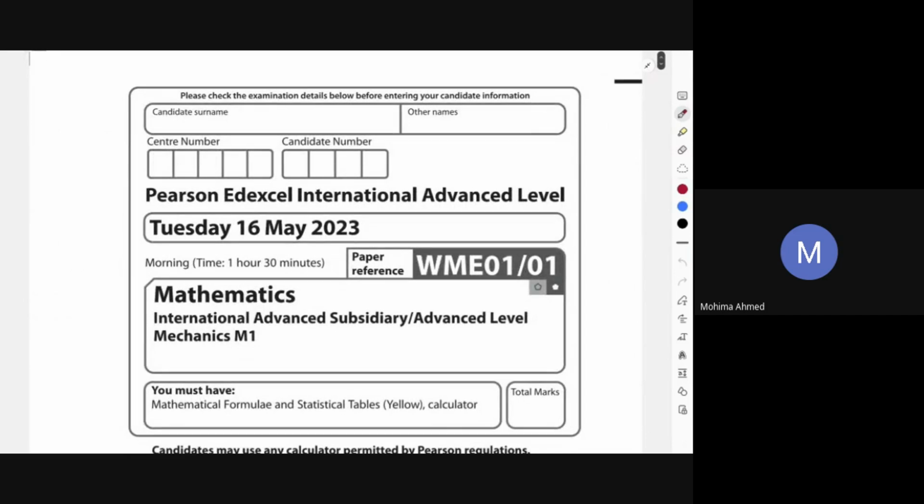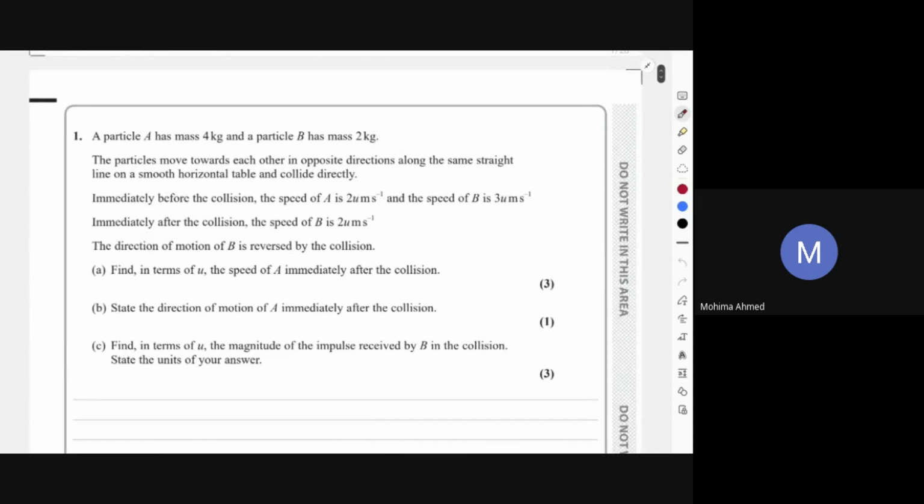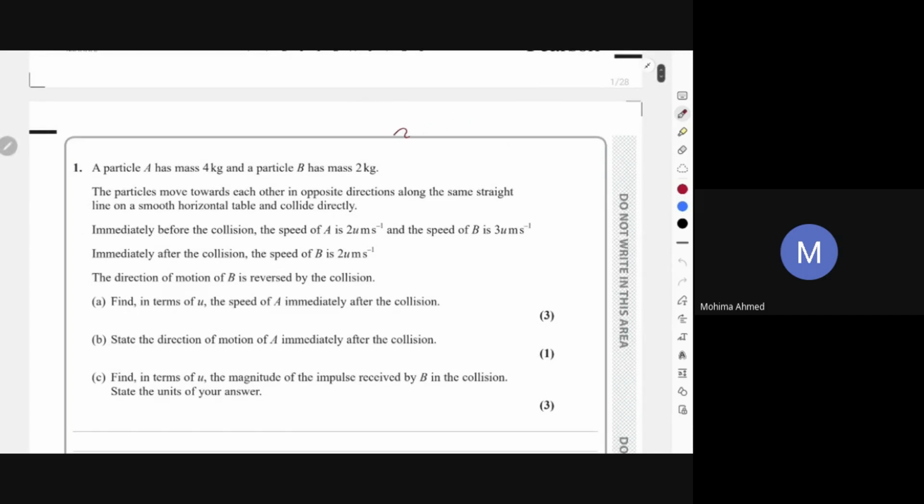Your June 23 paper, June 23 M1. So I'm going to do all the questions of this paper just selectively. I think whatever the question is from your vector, we'll just cancel that. Otherwise, we'll solve all the questions. So the first question is about collision. So this is about your momentum concept.